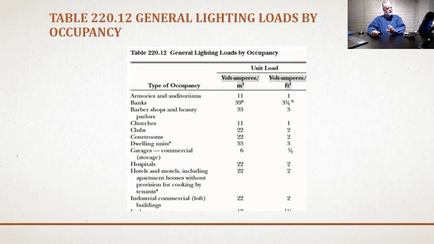And here's just a screenshot of Table 220.12, General Lighting Loads by Occupancy. Here we can see armories and auditoriums, banks, barbershops, churches, clubs, courtrooms, dwelling units, garages, commercial, hospitals, and so on and so forth. They have the metric section there, and then we always go with the volt amperes per square foot, which is on the right-hand side. If you slide down through there, you can see where dwelling units is 3 volt amperes per square foot. So if I had a 1,000 square foot house, 1,000 times 3 is going to be 3,000 volt amperes. So that's our base calculation real quick there.